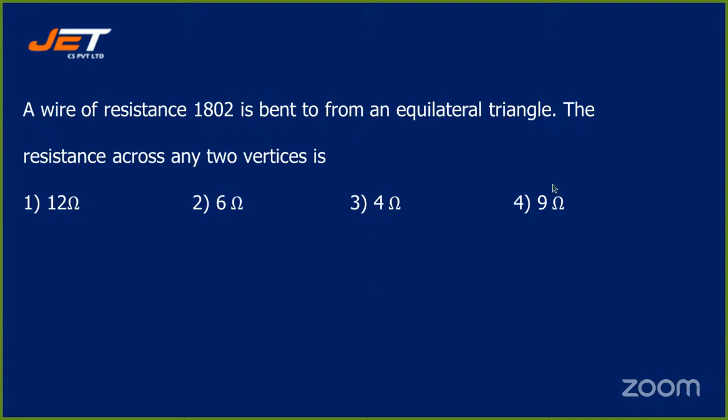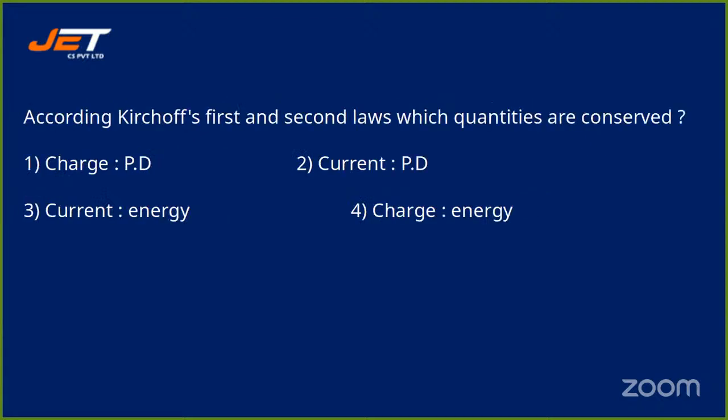So two resistances, 6 and 6, will be in series and the other one will be in parallel. So 6 plus 6 will be 12. So you have to do 1 by 6 plus 1 by 12, which will be equal to 3 by 12, which is 1 by 4, right? So it will be 4 ohms. Good. I see correct answers as well.